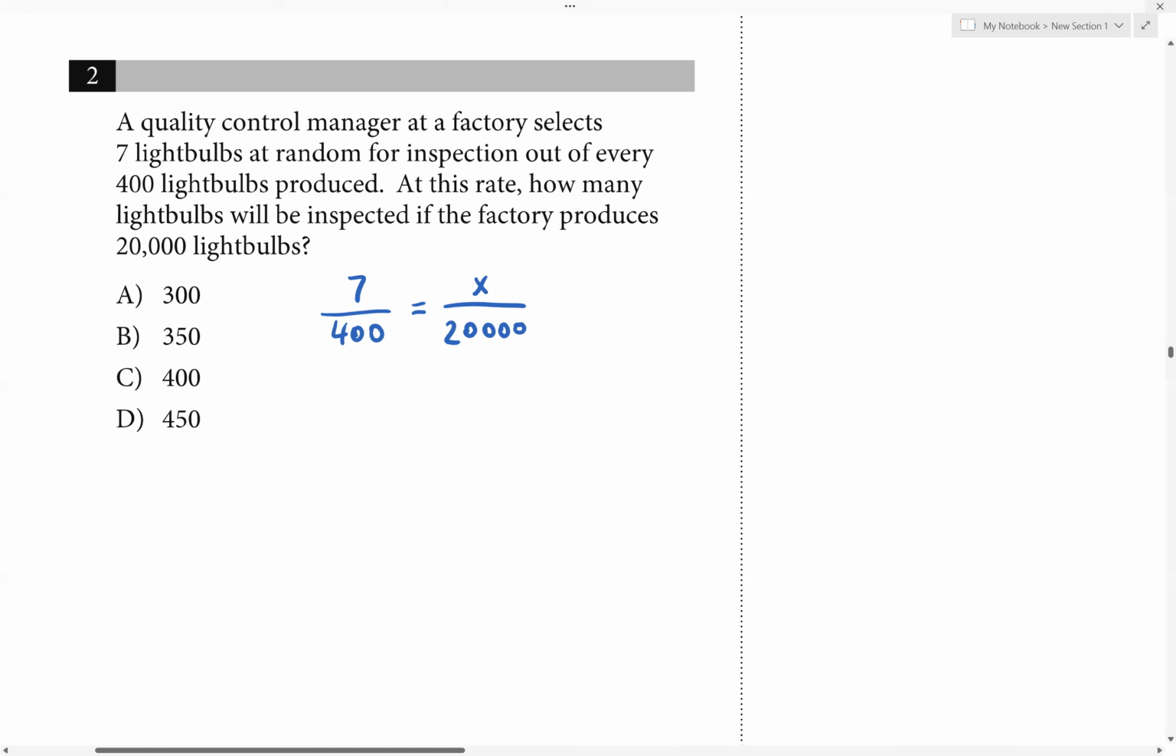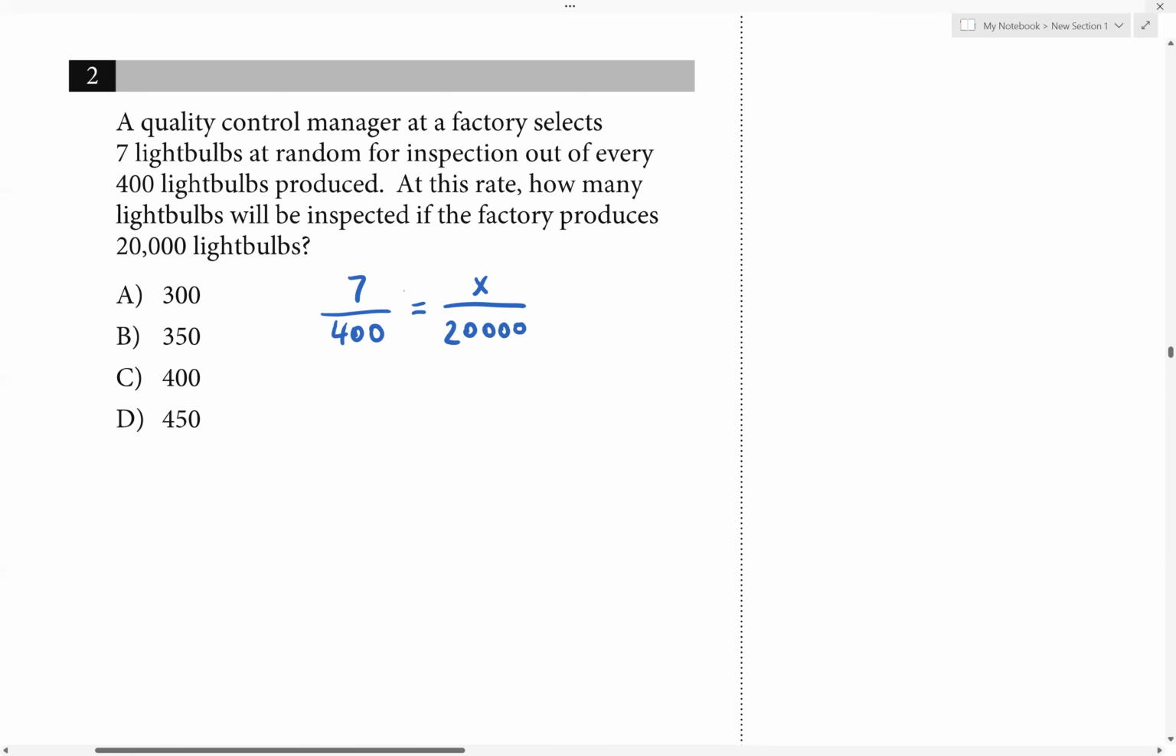Right, so when we set up proportions, the key is that we have to make sure the meaning matches correctly on both sides, right? So 400 represents the total number of light bulbs from the sample, then 20,000 has to represent the total number of light bulbs, right? And we're selecting 7. And then here we want to know how many we're selecting, so that's X. So you see they all have to match up. Okay, once we set it up correctly, then we can cross multiply to solve this.